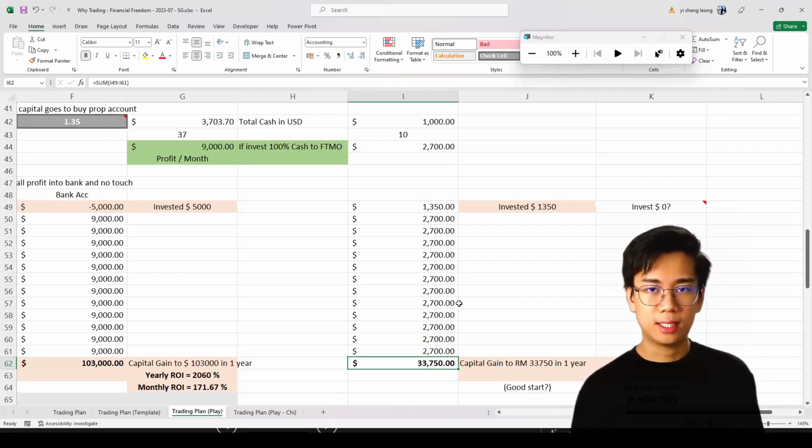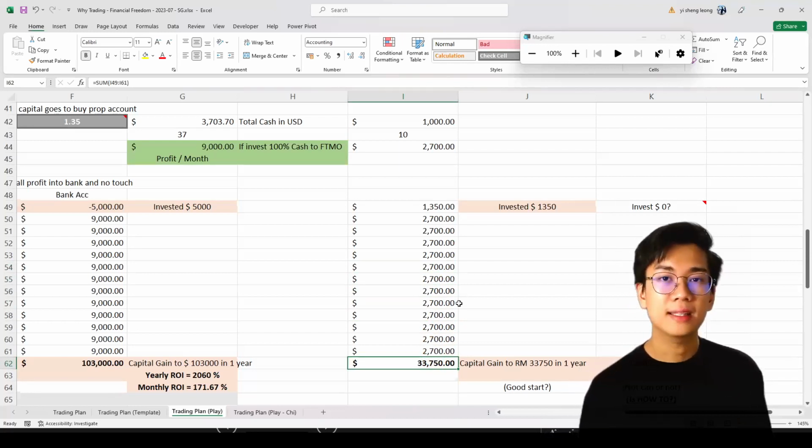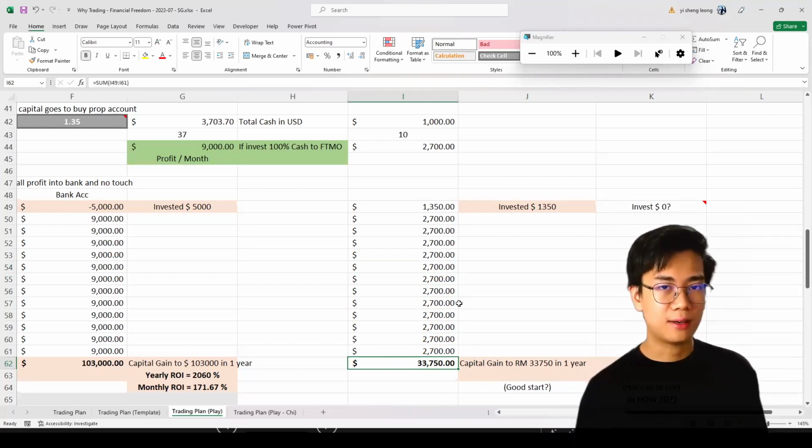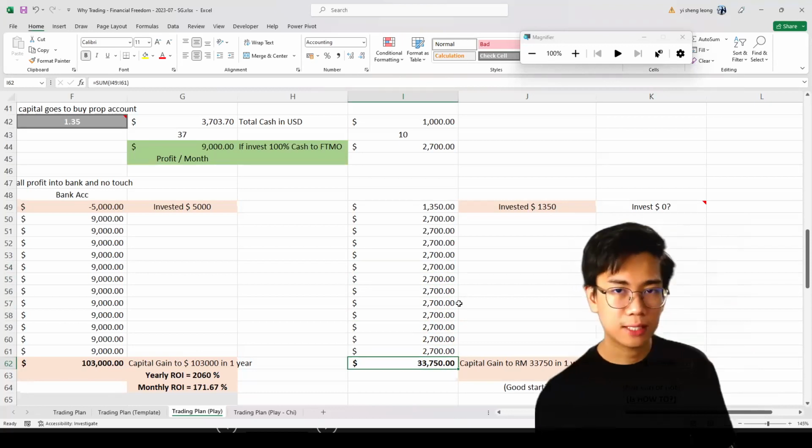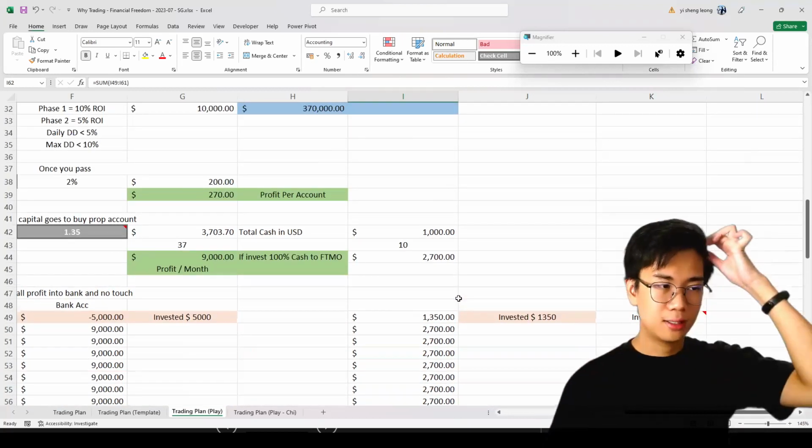Is it a good thing to start with? Standard. We don't go for aggressive, slow and steady. At least first year, 33,000 capital gain in a prop firm. How to calculate 2007? Doable, all right? Good already.